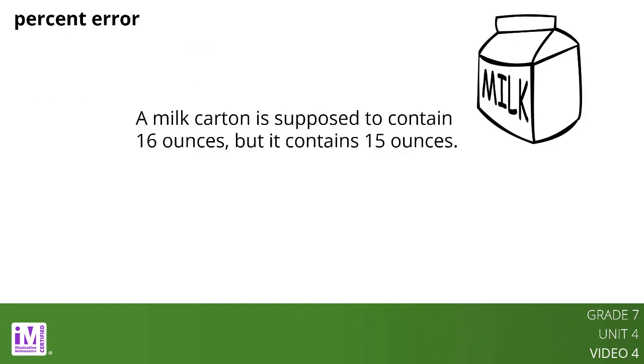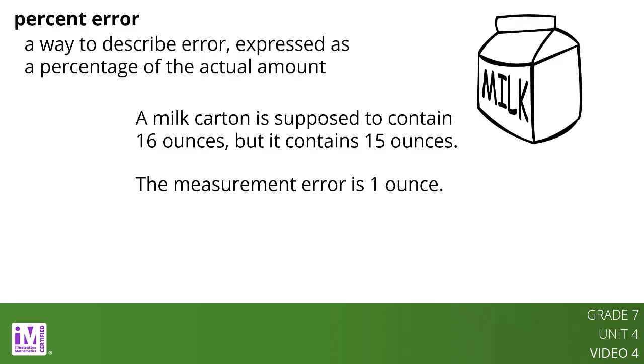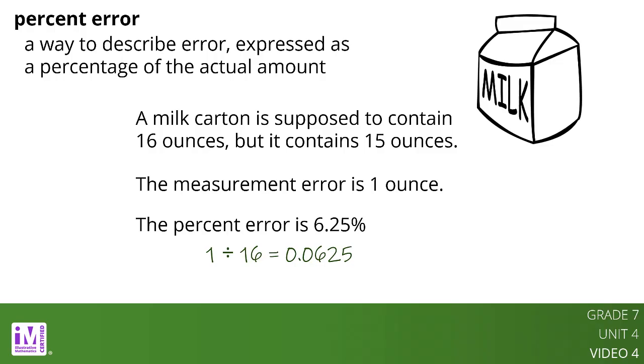Say a milk carton is supposed to contain 16 fluid ounces and it only contains 15 fluid ounces. The measurement error is 1 fluid ounce. Percent error is a way to describe error expressed as a percentage of the actual amount. We can use percent error to describe any situation where there is a correct value and an incorrect value, and we want to describe the relative difference between them. Here, the percent error is 6.25% because 1 divided by 16 equals 0.0625.